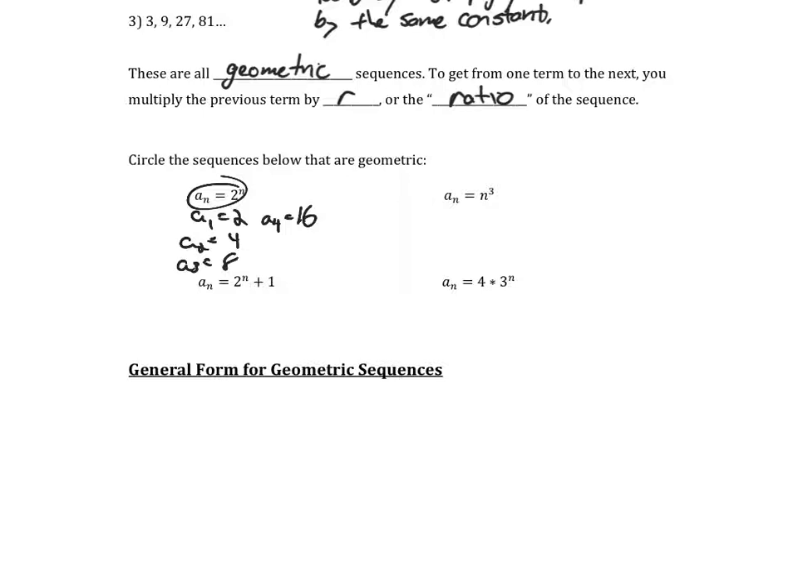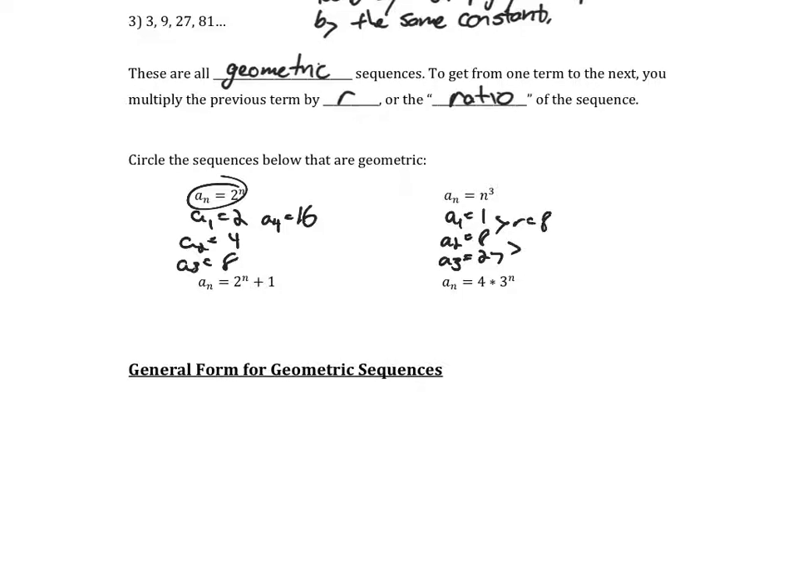If we do a sub n equals n cubed, I get a sub 1 equals 1 cubed, or 1. A sub 2 equals 2 cubed, which is 8. A sub 3 equals 3 cubed, which is 27. All right, I can stop there, right? To go from 1 to 8 via multiplication, r would have to be 8.